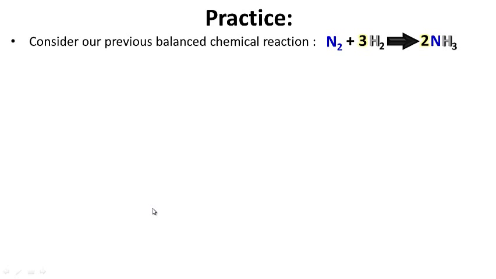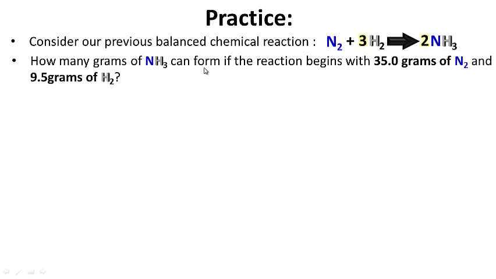All right, so now it's your turn. Go ahead and practice here. How many grams of NH3 can form if the reaction begins with 35 grams of N2 and 9.5 grams of H2? So go ahead and pause this while you try this problem. When you're ready to check your work, hit play.